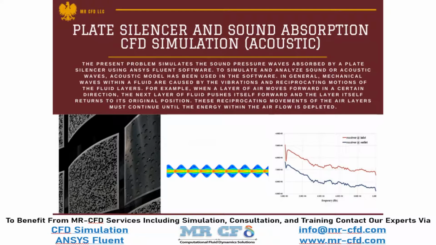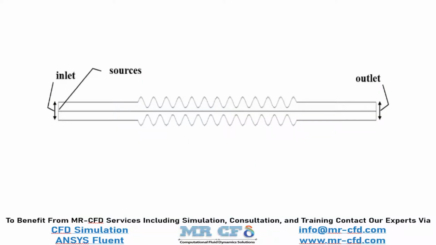In this project, we will simulate a plate silencer and sound absorption mechanism. The present model is designed in 2 dimensions using Design Modeler software. The model has a symmetrical structure whose middle wall has a sinusoidal and wavy structure. Adjacent to the airflow inlet boundary, a section is defined as the source of sound wave propagation. The wavy plate is drawn in such a way that it has a wave amplitude of 15 millimeters.